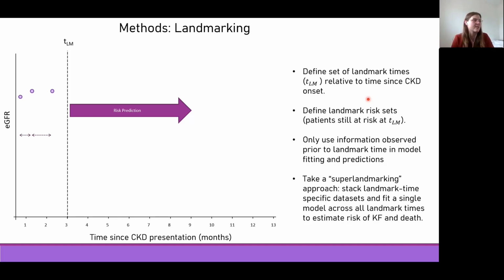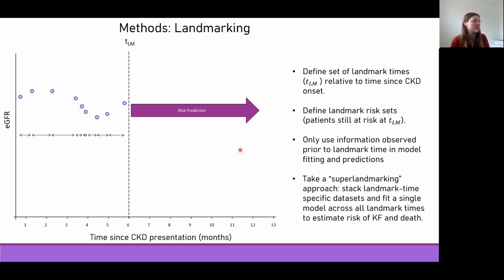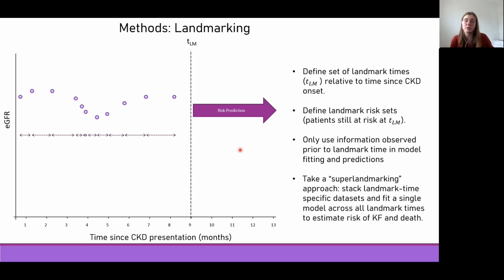Within those risk sets, we then want to make predictions using only information that has been observed prior to the landmark time. So in this case, we've got these longitudinal eGFR measures. I've also put these arrows on here to denote the fact that we're also interested in the frequency of measurements, or the time between measurements as well. And then because we have multiple landmark times, we can update the predictions as new information becomes available and continue to make these risk predictions here.